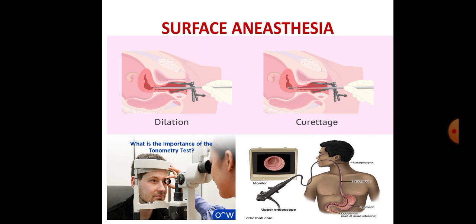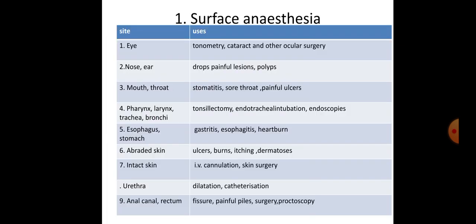When it comes to surface anesthesia, we are keeping those particular local anesthetics over the surface or locally. Locally means, when we are doing endoscopy, we are keeping it inside, but it is local only. That's surface anesthesia. So what are the uses of surface anesthesia? When we are applying topically or over that particular place.